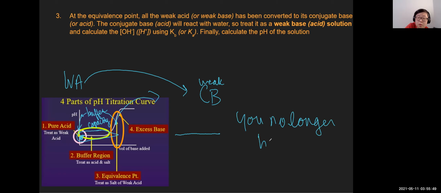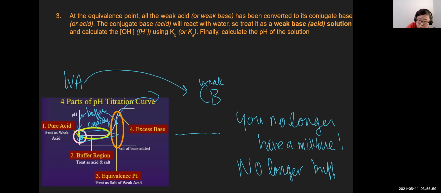have a mixture, which means you no longer have a buffer. And so that's why you cannot use Henderson-Hasselbalch anymore. And what you just need to do is now simply a conjugate base or a weak base problem. And so you'll treat it as a weak base solution. So it's the same as here.